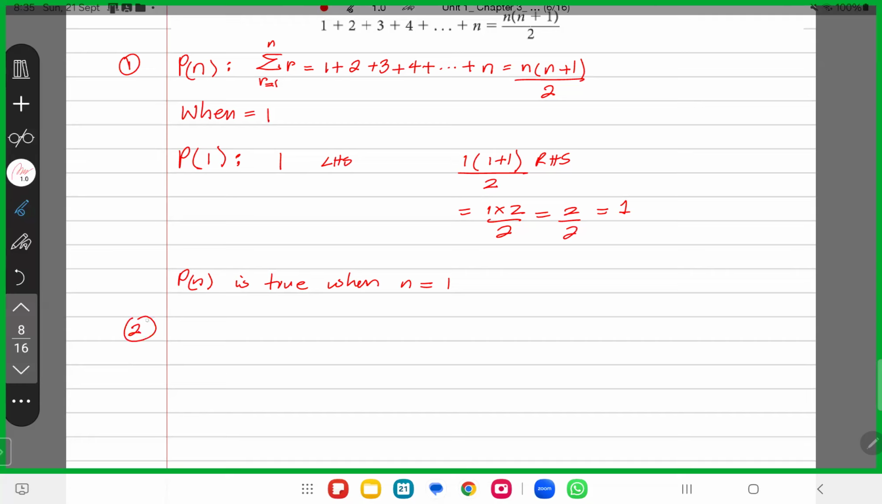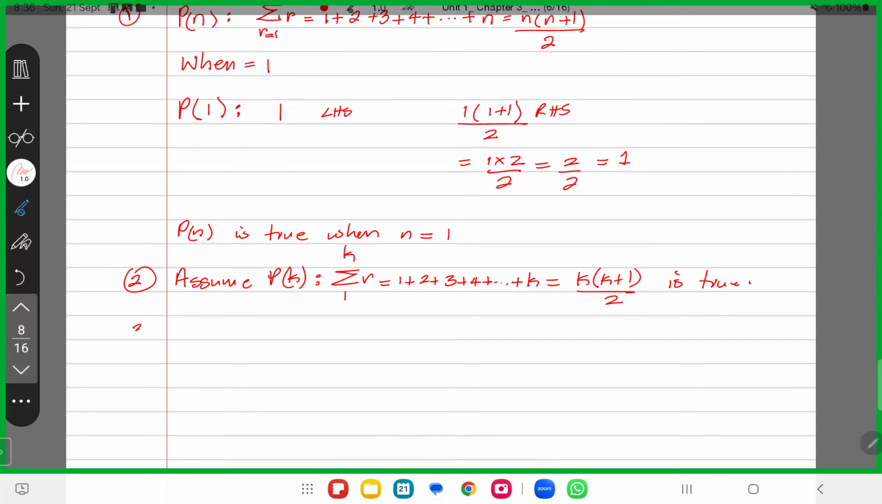Step 2, we're going to assume that Pk, which is the sum of the first k counting numbers from 1 to k of r, which is 1 plus 2 plus 3 plus 4 plus k, is equal to k into k plus 1 all over 2. We're going to assume that this statement is true.